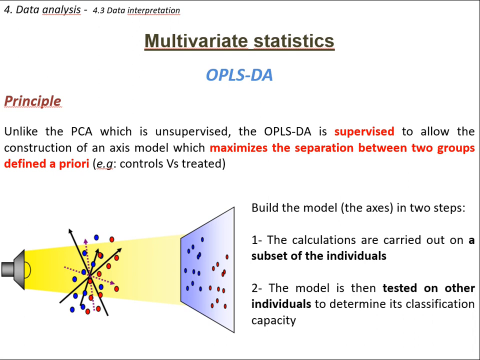So this time, you build the model in two steps. First, you calculate the model on a subset of the individuals, and then the model is tested on other individuals that did not contribute to build the model to determine if it's efficient at classifying the samples. So we say that you have a training set of individuals and a testing set of individuals.